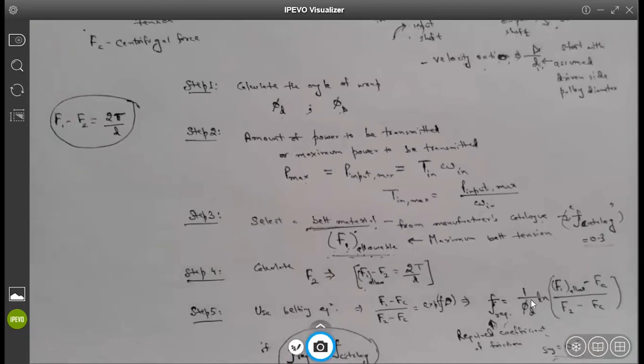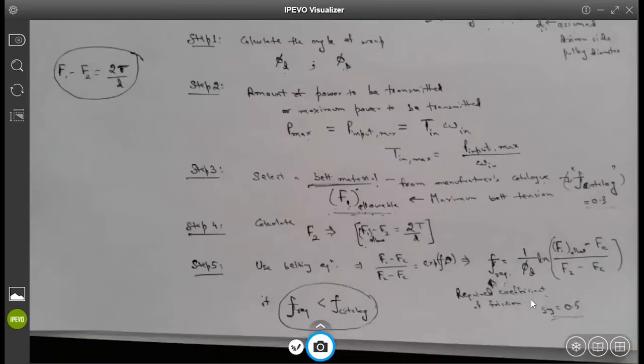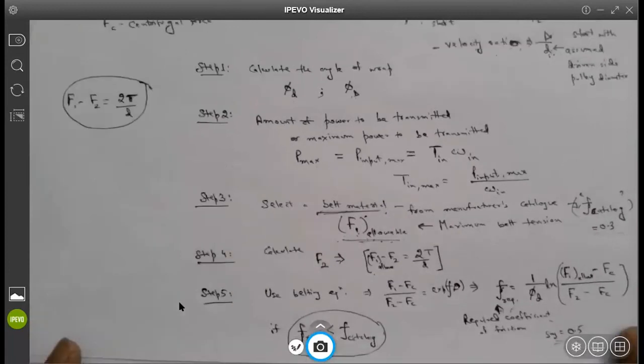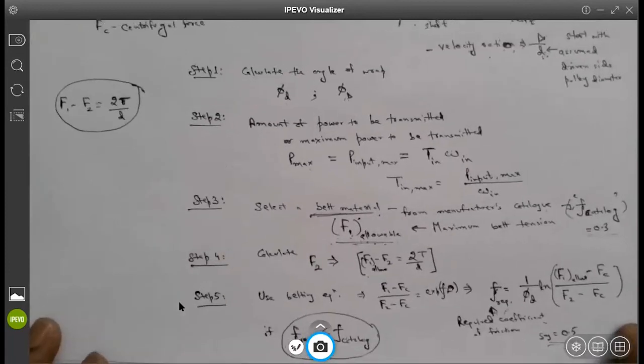But let me know if this framework makes sense to you or not. Any questions from anybody so far? Is everybody following all the steps we mentioned in here? Yeah, so far it's making sense. Great. Okay, so that wraps up the design process, or design steps, for selecting a belt drive.